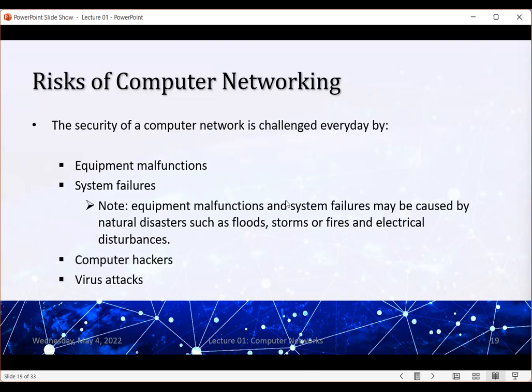Now let's see what are the major risks we can find, right? First one, equipment malfunction. Sometimes, now let's say you are sharing, there are 5 computers which are connected to each other. Now they share some information. When they share information, let's say one device is broken.